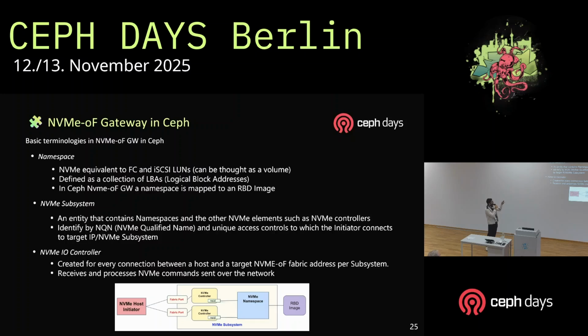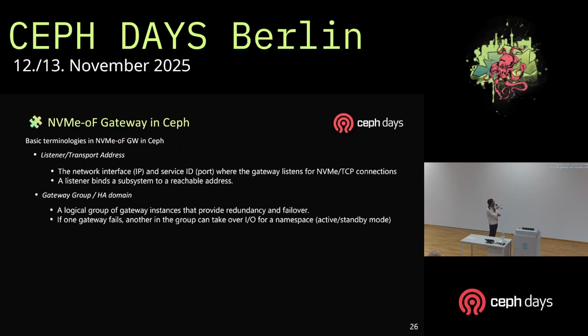Next is the IO controller. It's created for every connection between the host and the target, and for one initiator there is only one controller, which controls all of the connections. A listener: when we configure an NVMe gateway, we have to have a listener, which is a port on which the NVMe gateway exposes its service to the client. And a gateway group is a high availability feature in the NVMe-oF gateway, where you can have multiple NVMe-oF gateways providing an active passive connection to the client.